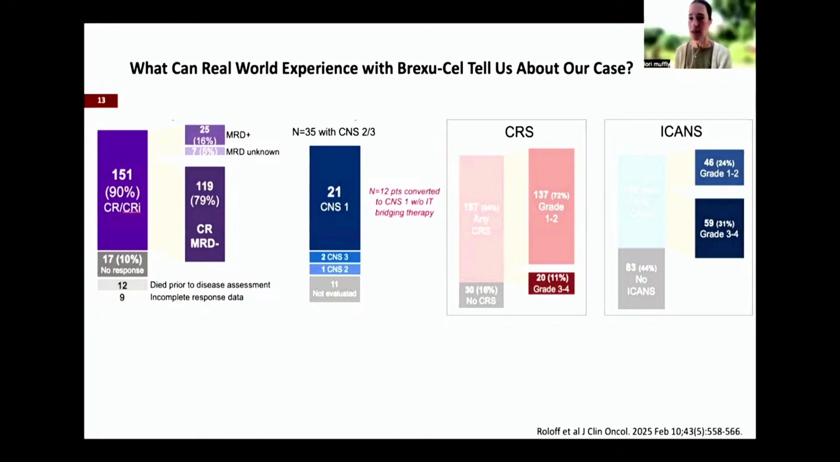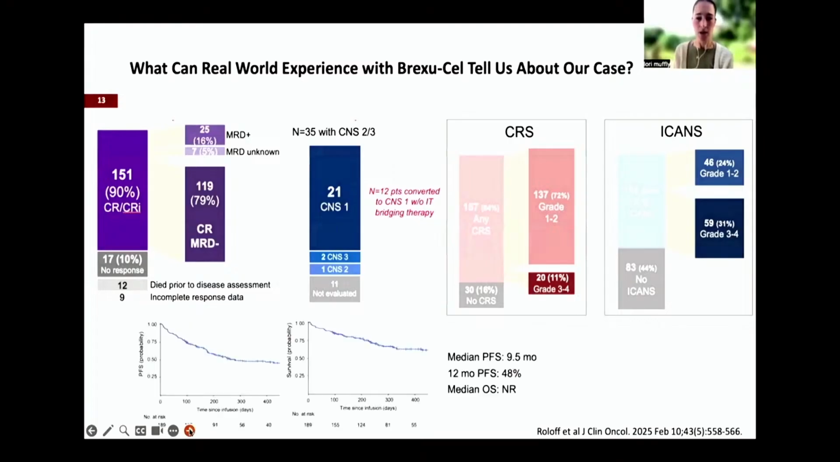So you can see 56% of patients receiving Brexucel experienced ICANS, and the grade 3/4 rate of ICANS was 31%, which is a bit higher even than the clinical trial. And this was a bit surprising because, remember, a lot of these patients have very low burden disease, but these are what the data showed.